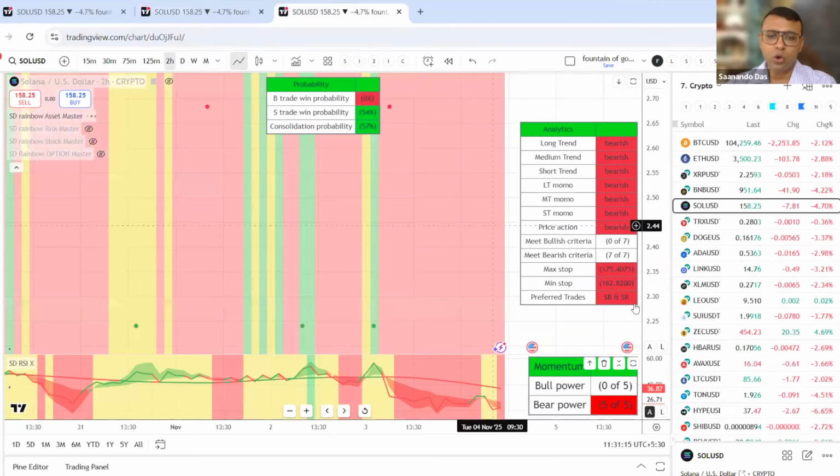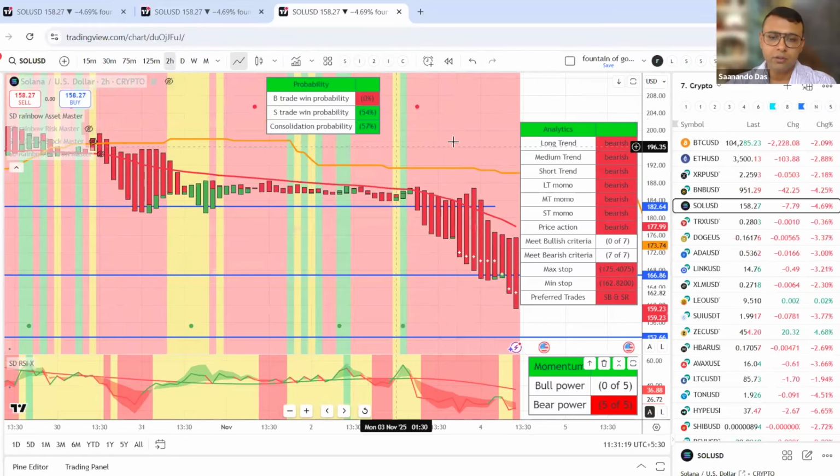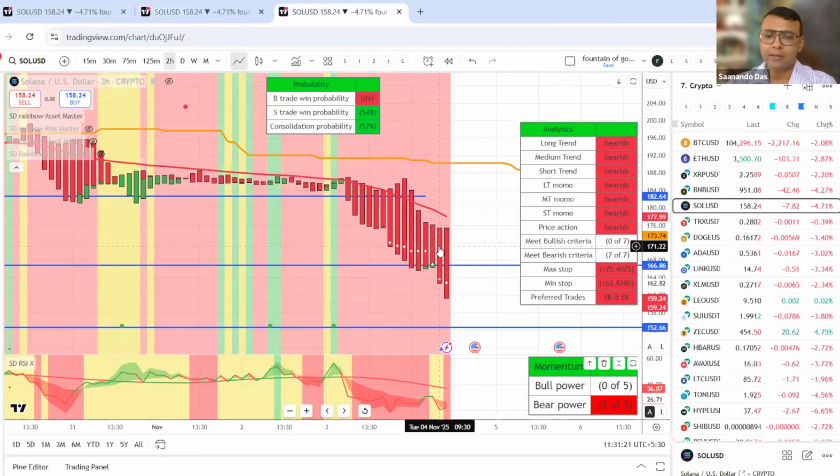Now we'll go to the Sol 2-hour time frame. Very, very bearish. 12 out of 12 factors are bearish. So in the short term also, my outlook for Sol as a cryptocurrency is on the bearish side.